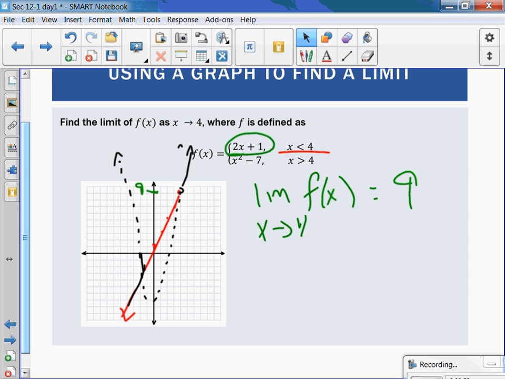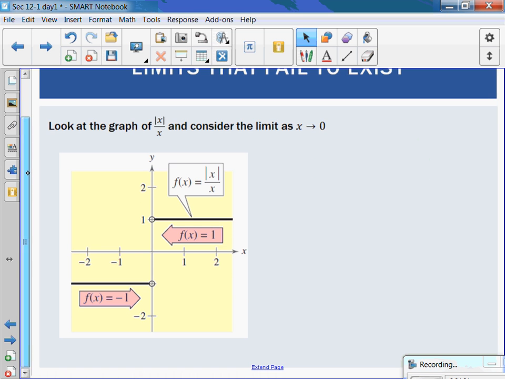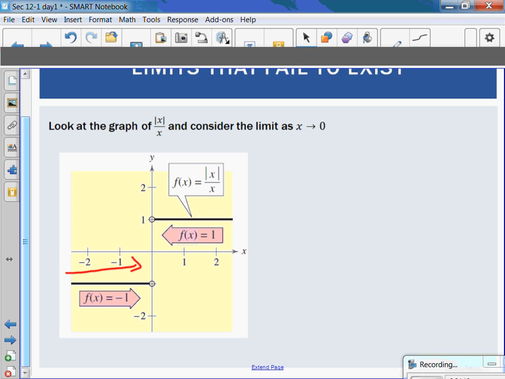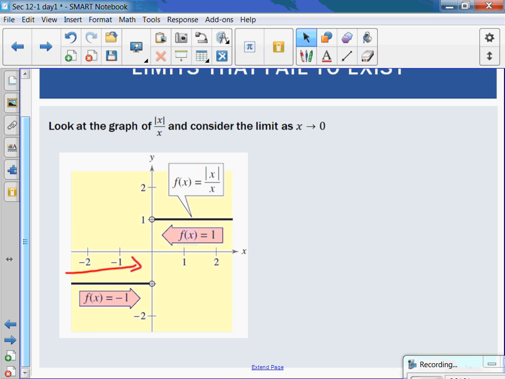What about this? Here we have the absolute value of x over x. As I'm coming from the left, as x gets closer and closer to 0, what value am I approaching? Negative 1. As we're coming from the right, as x gets closer and closer to 0, we're approaching what? 1.